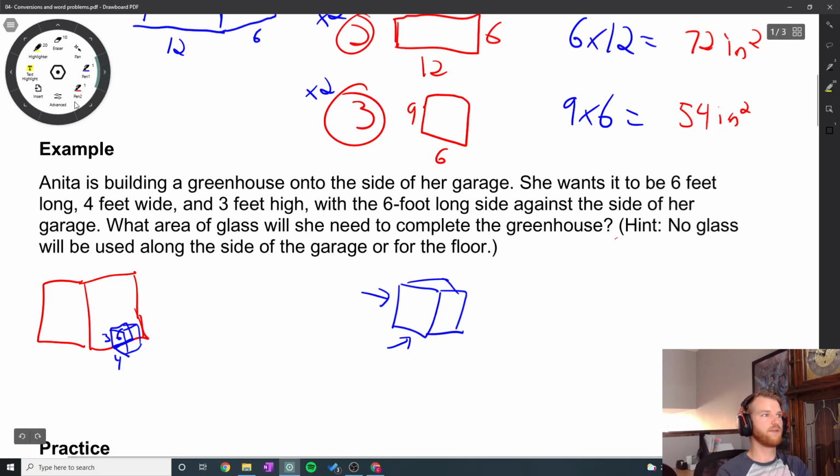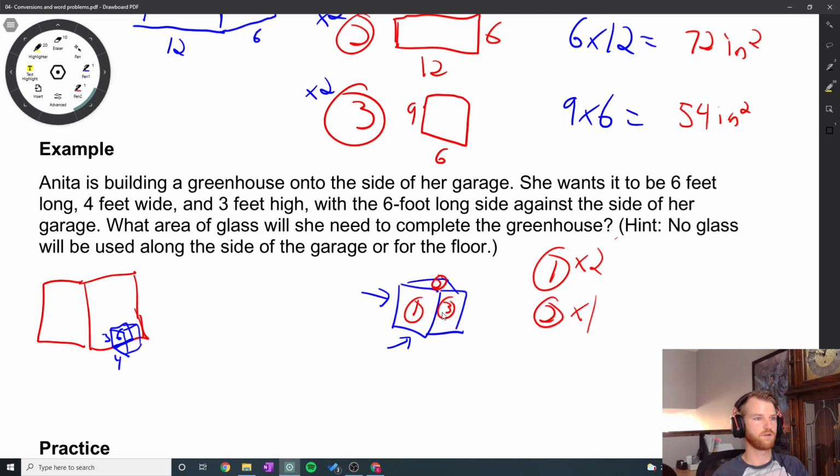So that's the big change here from what we were doing before. Okay, so I'm going to call this side 1. So that's going to be this front side and the back side there. And side 2 will be the top, but we don't have a bottom. And side 3 will be this side, and we don't have the other side. So we have side 1, we have 2 of those. Side 2 is the top. We only have 1. And side 3 is this kind of front side. We only have 1 of those because the back side is touching the garage.